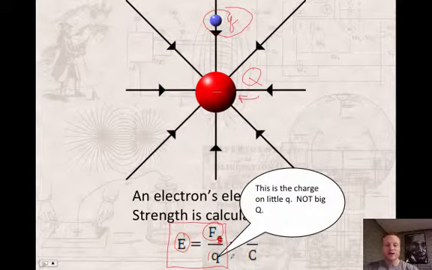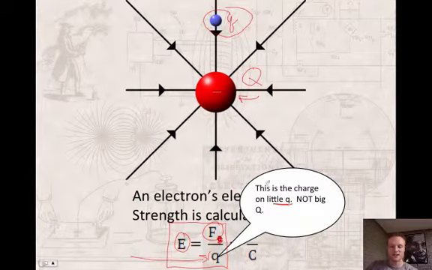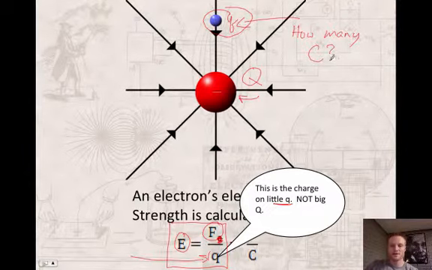The big thing that I want to make clear, and an area where students will make mistakes, is the charge here. This little q is the charge on little q, not big Q. If I were writing notes, this would be something I'd put a star next to. This formula uses little q, not big Q. So this is how many coulombs are on this guy right here. How many coulombs are on little q? Okay, for that formula.